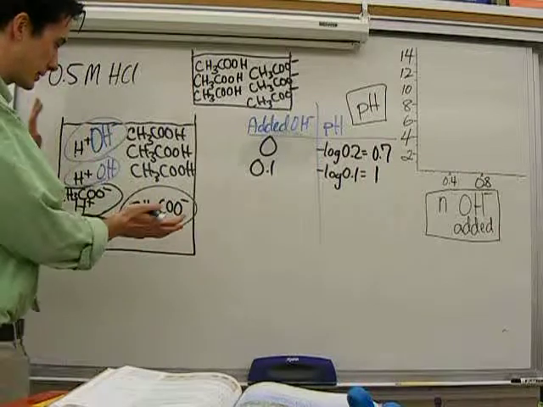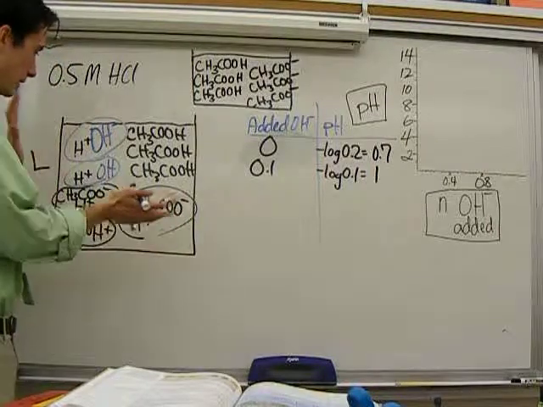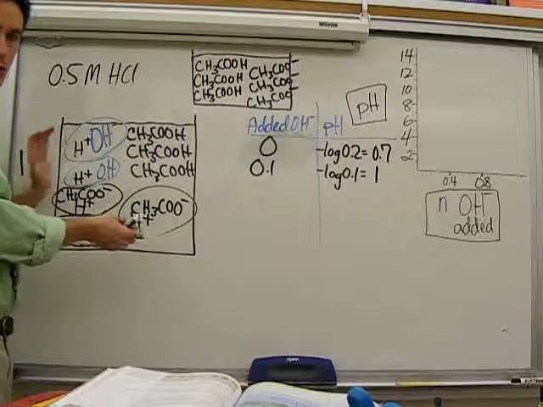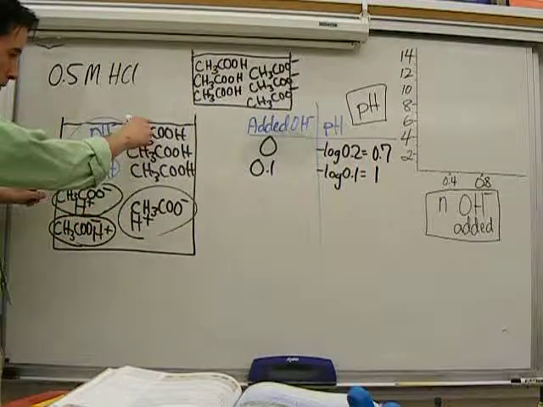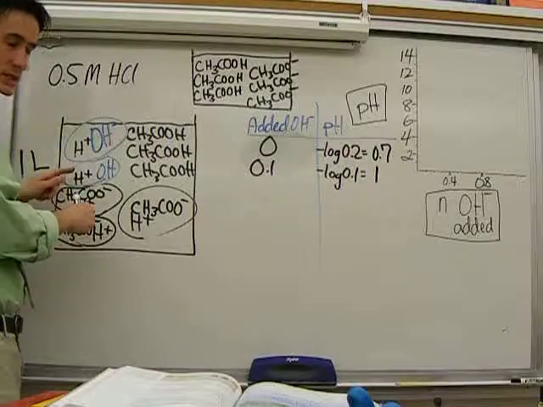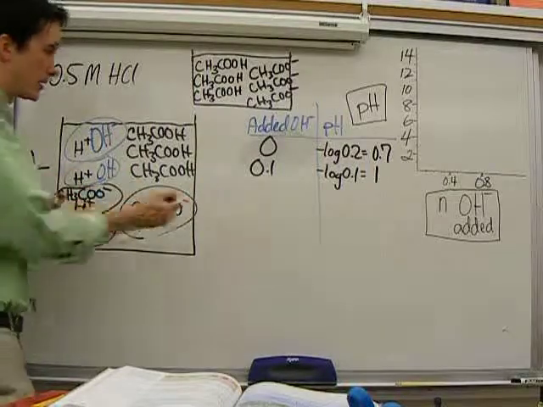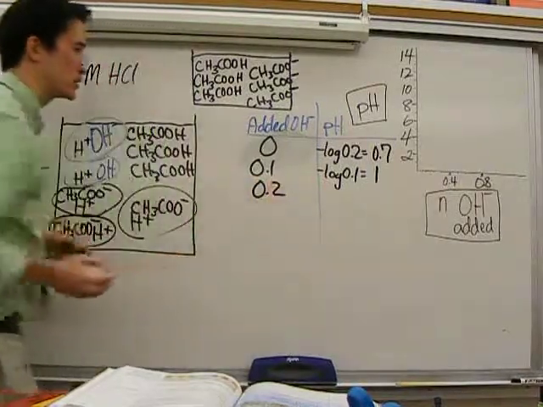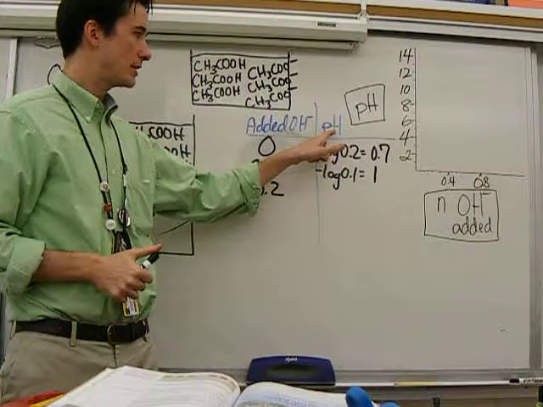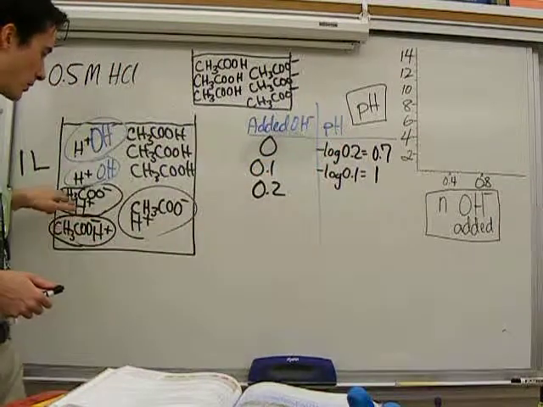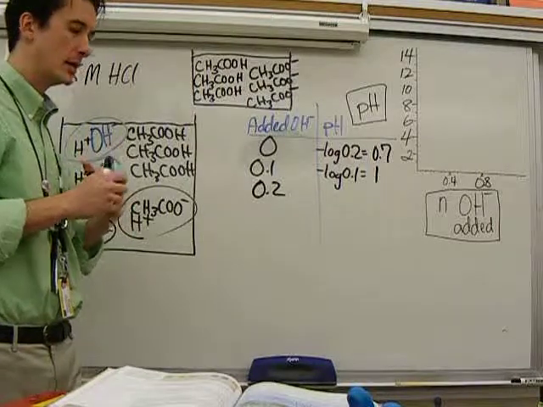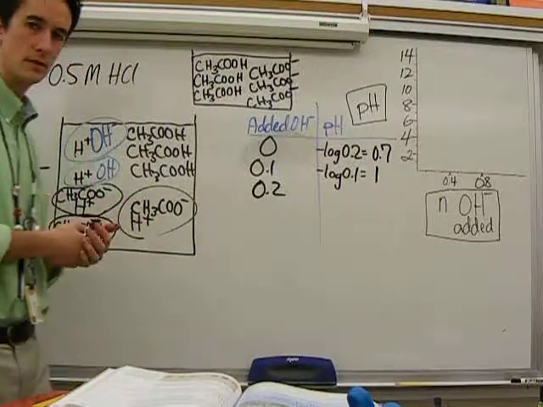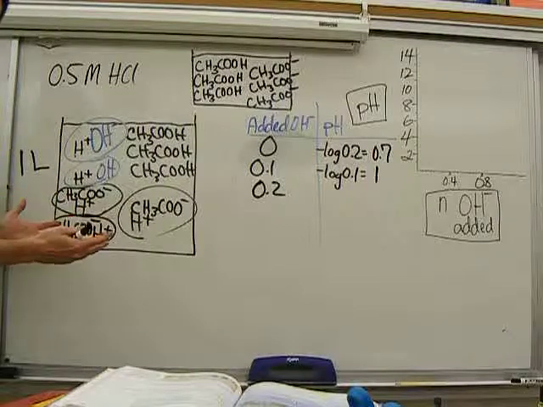Alrighty, so we're looking at this situation. We've just added 0.2 moles of OH. It's still 1 liter. So what we have in the solution is 0.6 moles of acetic acid. We've added 0.2, but we don't know the H+ concentration. We don't know how many of these protons have actually been donated to water. So that's what we need to figure out now.